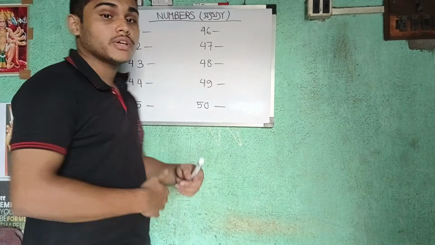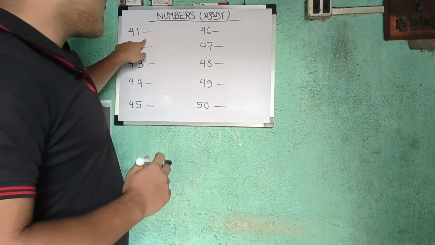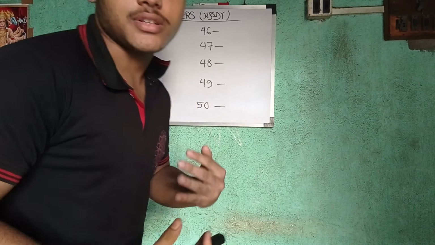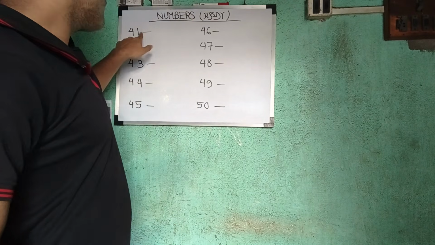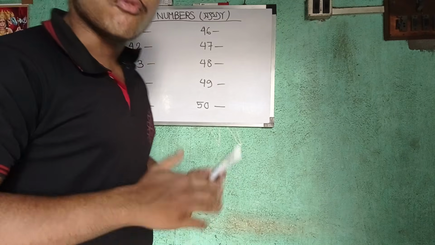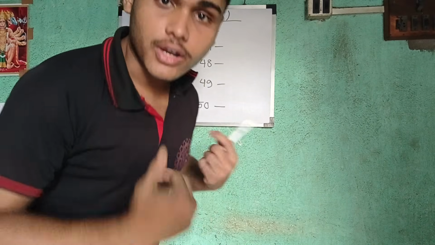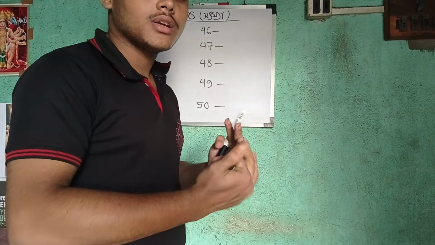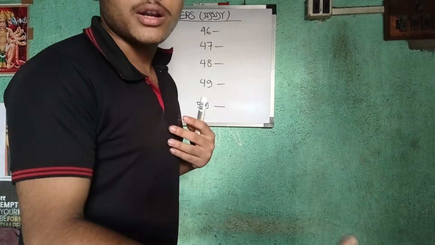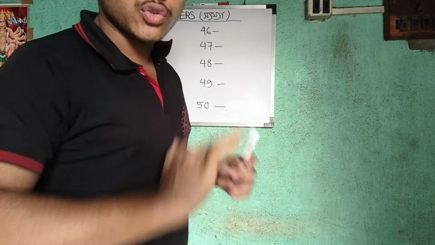So what we will learn today is 41 to 50 numbers in Bengali. So our first number is 41. So how can we say 41? 41 in Bengali. 41 means ekchallish.